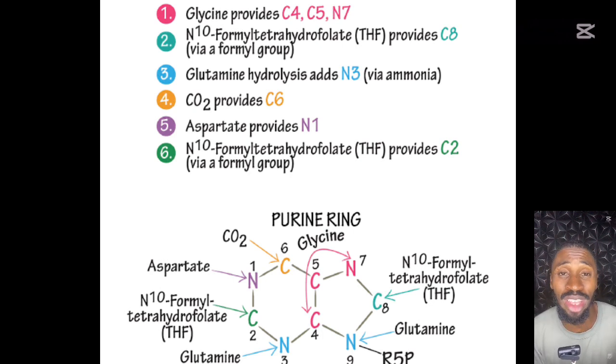So the first product is IMP. From IMP, you can form AMP, which is adenosine monophosphate, and guanosine monophosphate. So let us start the reaction now.